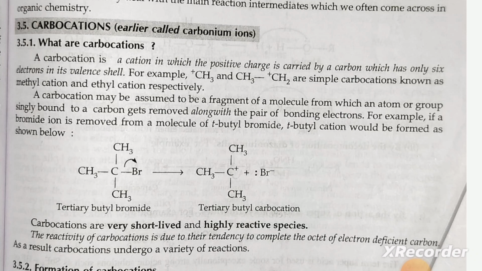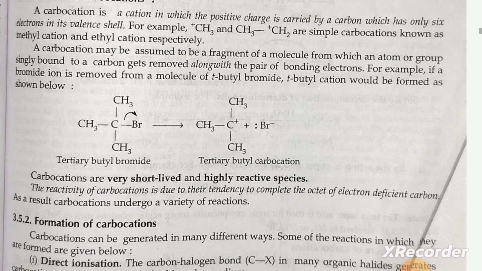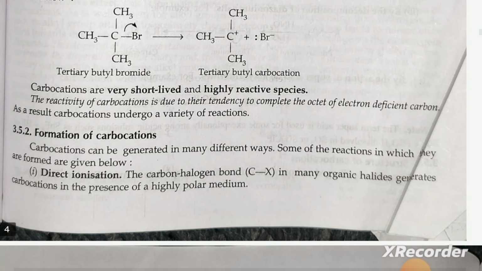Carbocations are very short-lived and highly reactive species. The reactivity of carbocations is due to their tendency to complete the octet of the electron-deficient carbon. As a result, carbocations undergo a variety of reactions. Second, formation of carbocation. Carbocations can be generated in many different ways. Some of the reactions in which they are formed are given below.